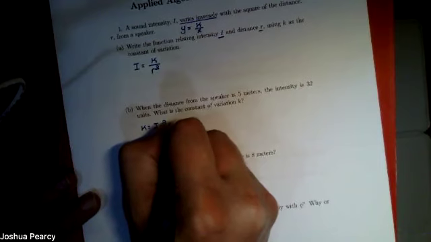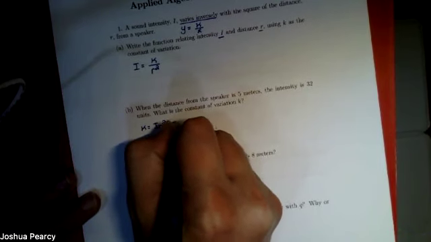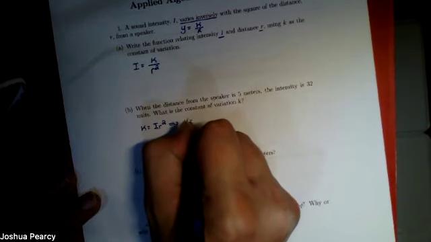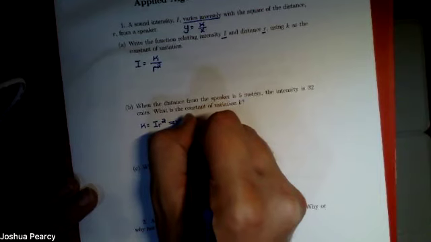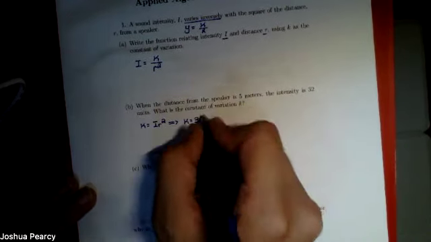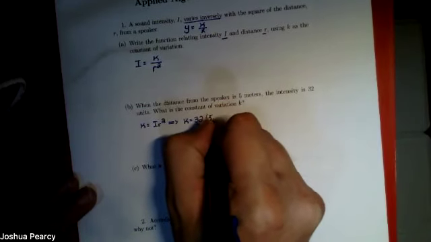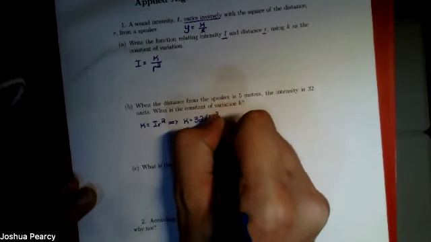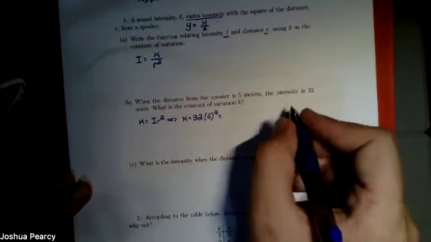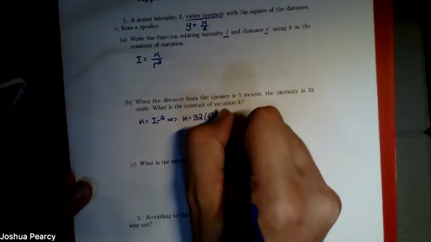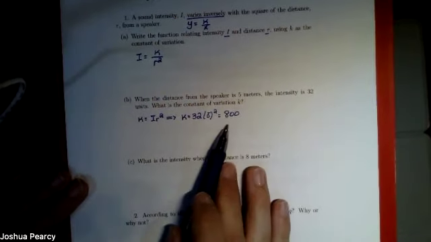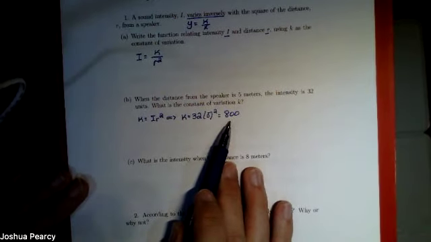Now what I want to do is use the intensity that I was given in this question here and the corresponding radius. So this would be k is equal to, the intensity was 32 and the radius r was 5. So this would be times 5 squared. So now we have 32 times 5 squared. That's just 32 times 25, which is 800.